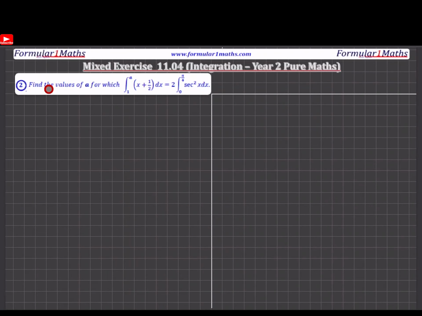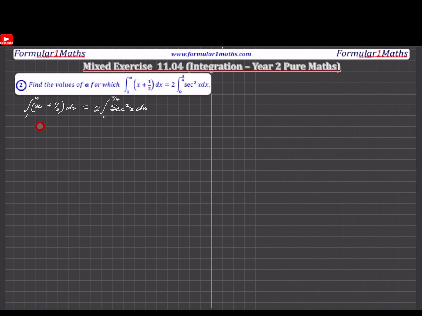Question 2. Find the values of a for which the integral of x plus a half with respect to x between the limits of 1 and a will be equal to the integral of 2 sec squared x dx between the limits of 0 and pi over 4. So I have got the integral of x plus a half with respect to x between the limits of 1 and a equal to 2 times the integral of sec squared x dx. And the limits will be 0 and pi over 4.